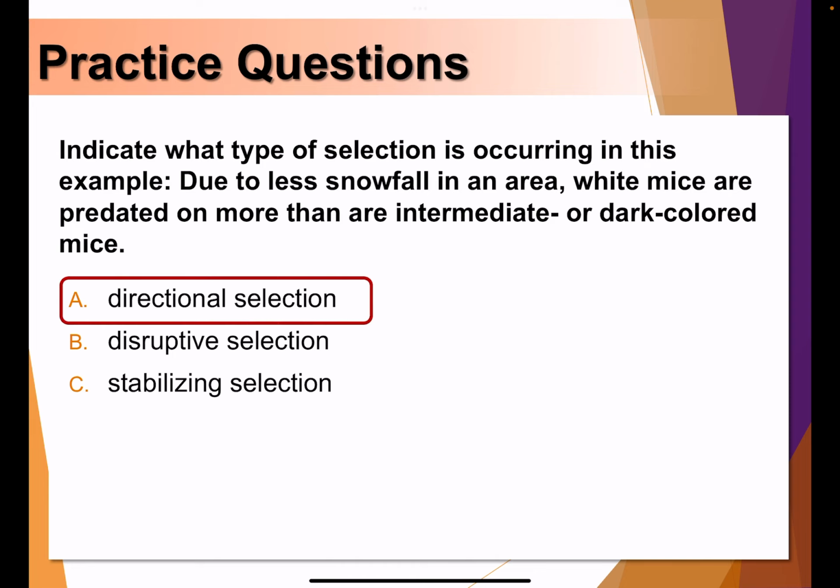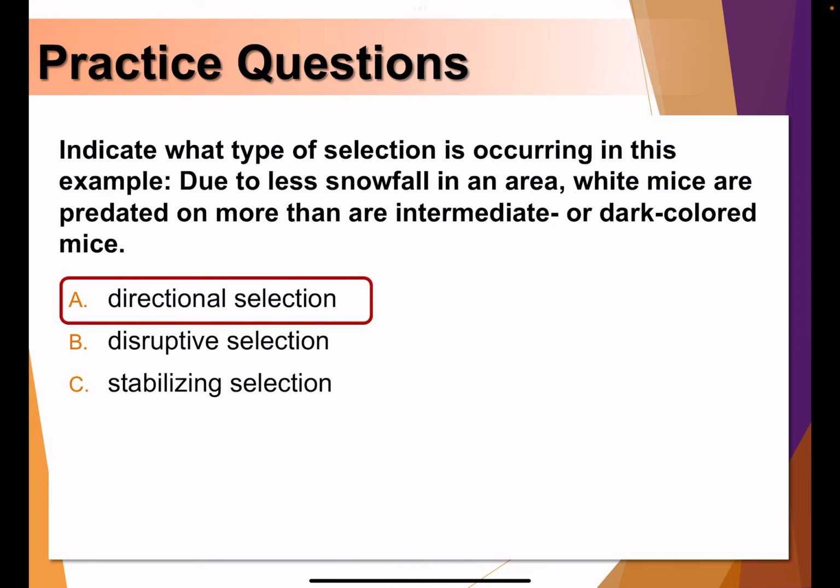During a drought, it was discovered that finches with large beaks and those with small beaks were more successful due to food sources available during the drought. So both large and small. So it should be disruptive selection. In this example, the extremes are being favored and the intermediates are not being favored.